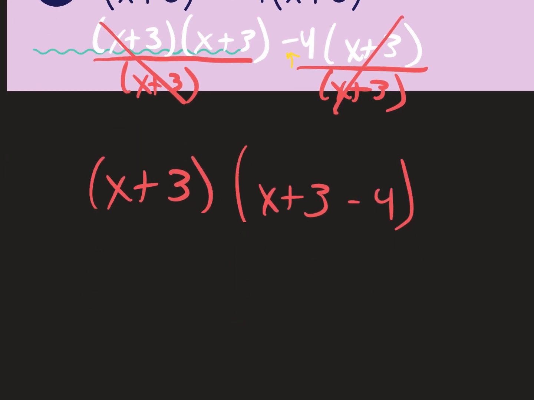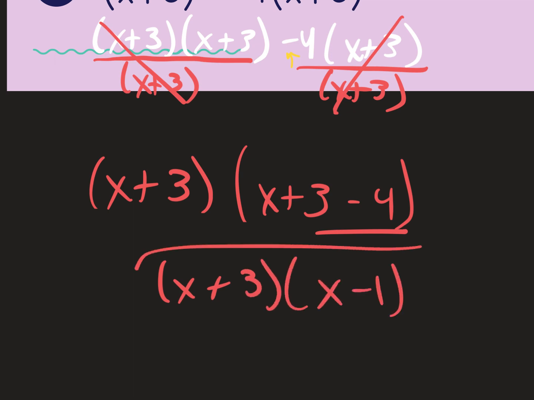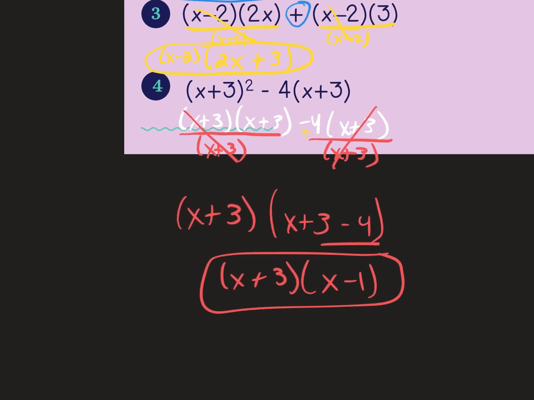So I can now combine a little bit here. So this is (x + 3) times (x - 1). And that's what we did just to simplify. These two things mean the exact same thing.